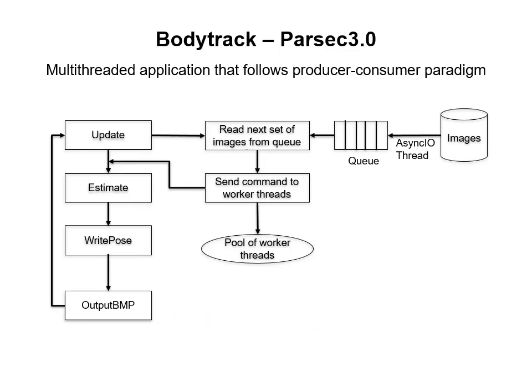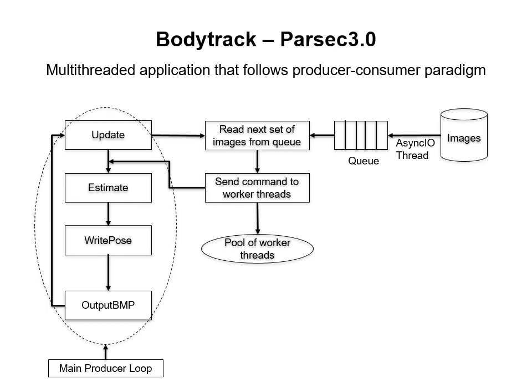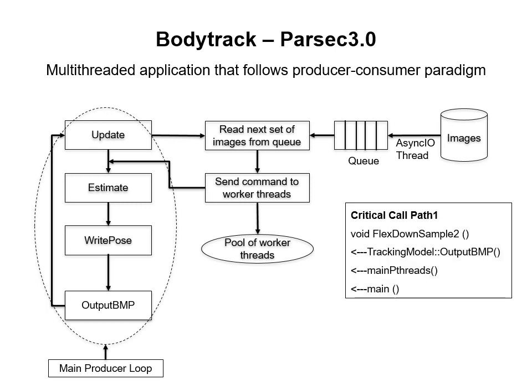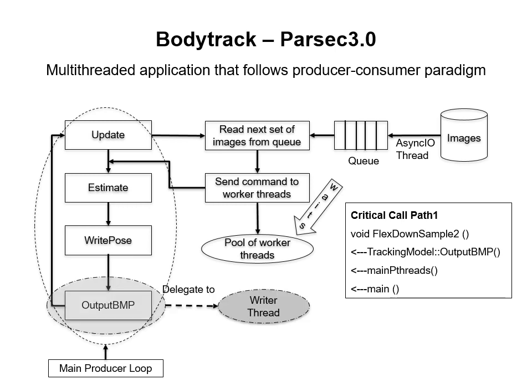Next, we will see how GAPP was used to optimize BodyTrack, a multi-threaded application that follows producer-consumer paradigm. GAPP identified a function in the producer's main loop, output BMP, as a bottleneck function. While the producer thread is executing this function, the workers or consumers are waiting on a conditional variable. Offloading this function to a separate writer thread improved performance by 22%.